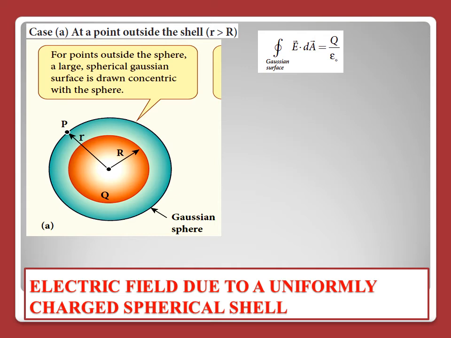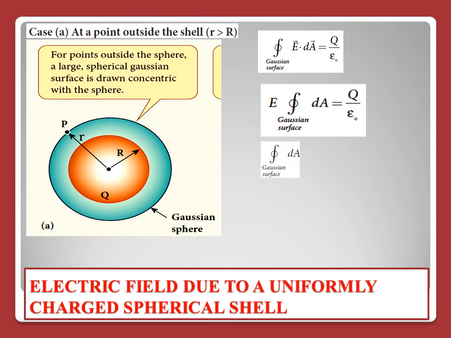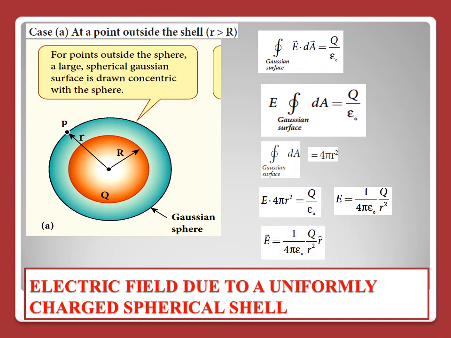Therefore, you are going to apply Gauss law, that is integral of E dA is equal to Q by epsilon naught. Now the Gaussian surface is integral of dA over the Gaussian surface. So integral of dA will naturally be the area of the sphere, which is equal to 4 pi r squared. Substitute that, you get E into 4 pi r squared is equal to Q by epsilon naught, or E is equal to 1 by 4 pi epsilon naught Q by r squared. Vectorially, E vector is equal to 1 by 4 pi epsilon naught Q by r squared r cap.